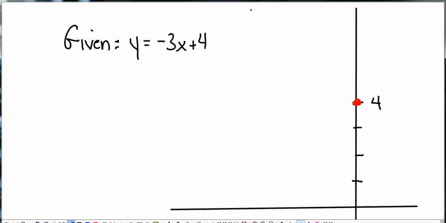Now, how many are we going to rise? What's our slope? Our slope is -3 over 1. That's your slope, isn't it? If it's a whole number, you put it over 1. So we're going to rise 1, 2, 3, and we're going to run 1, but we're going to run 1 to the left. Okay?